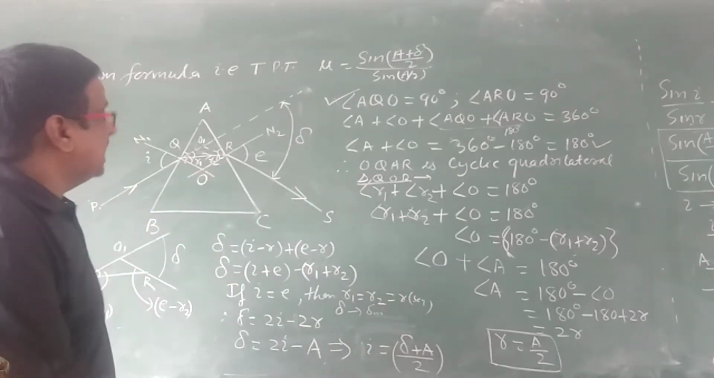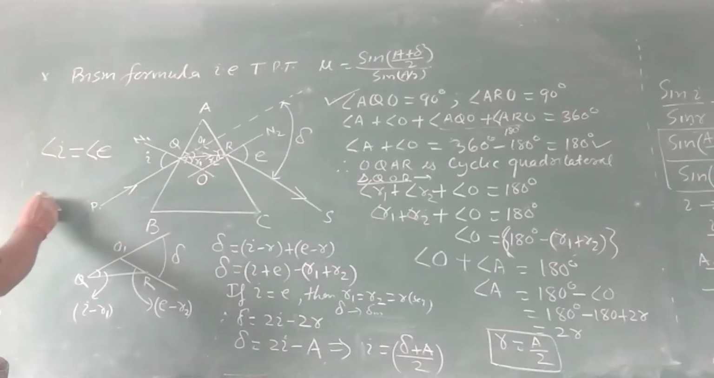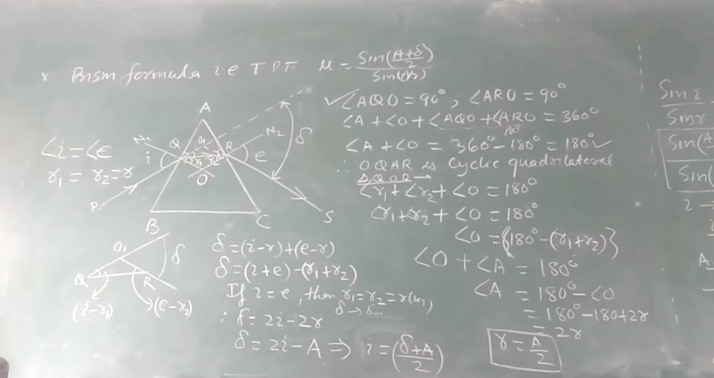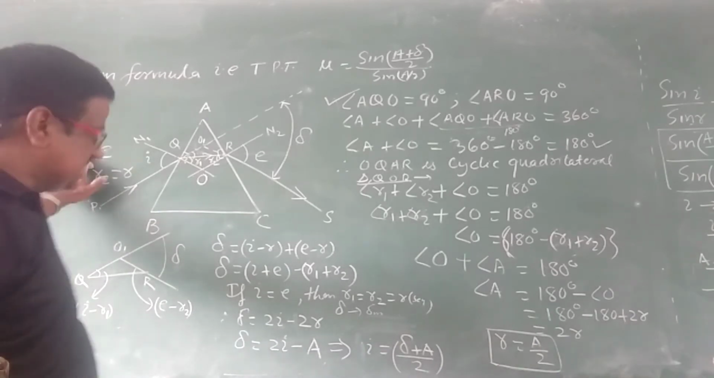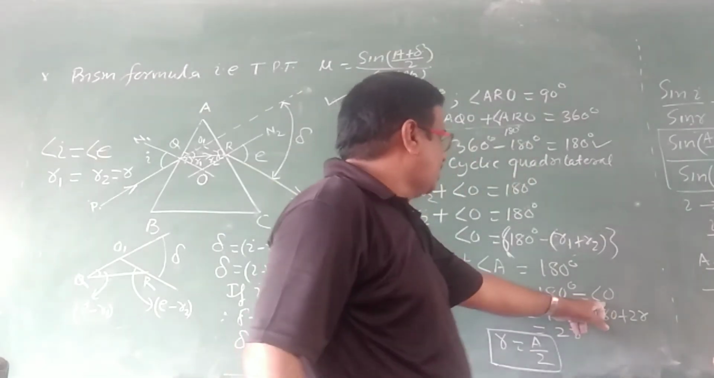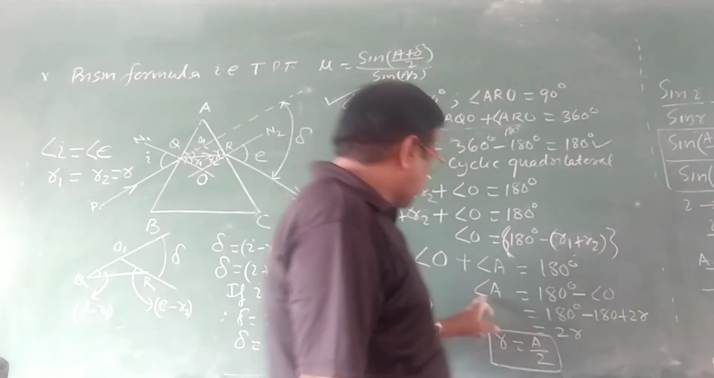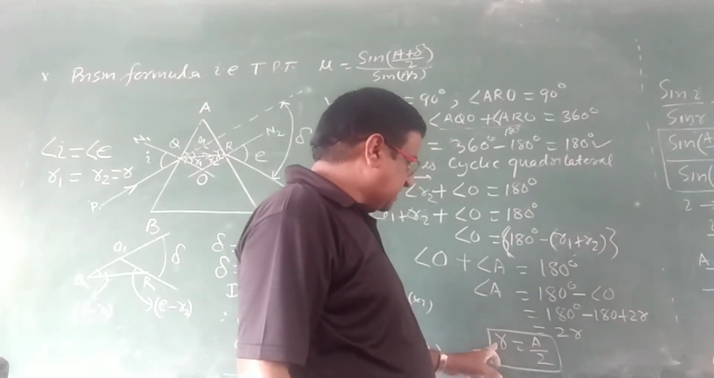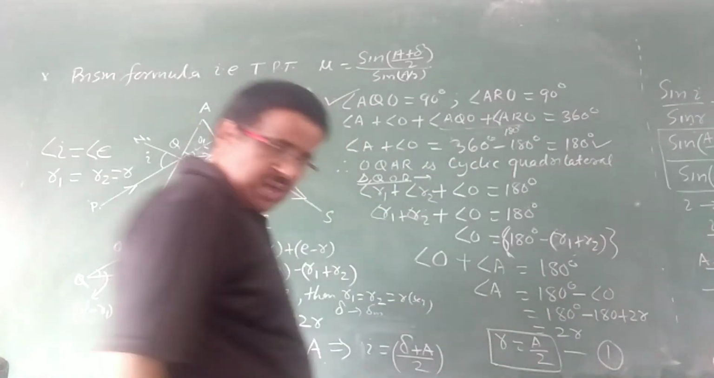For that minimum deviation, angle I will become equal to angle E, and therefore R1 will become equal to R2, equal to R. So R1 is equal to R2 is equal to angle R, and I is equal to E. Substituting R1 equal to R2 in the value of O, angle A is equal to 2R, and so we have calculated the value of R is equal to A by 2. This is equation number 1.